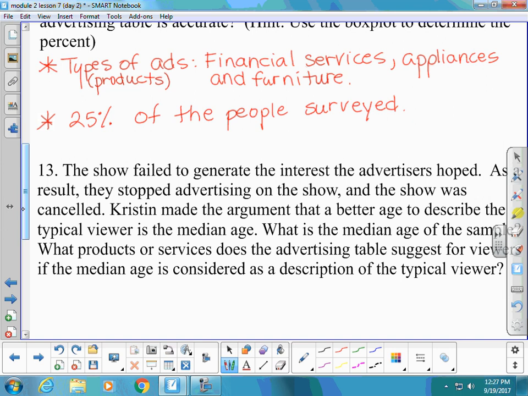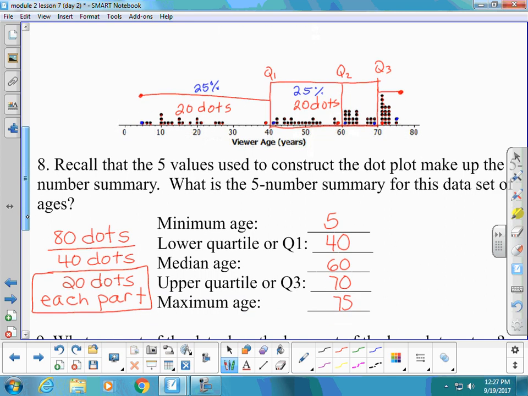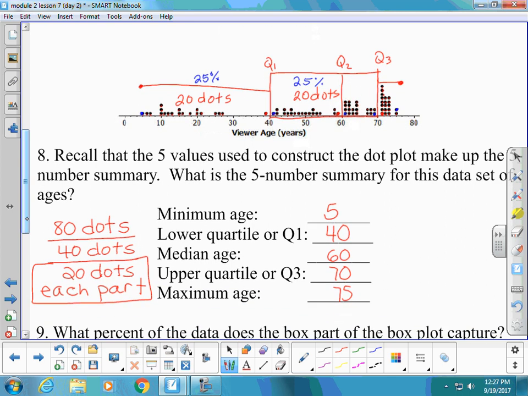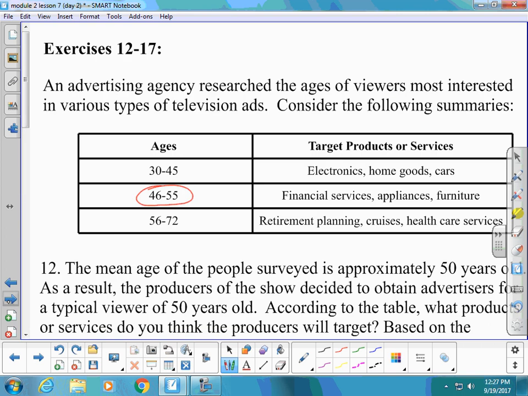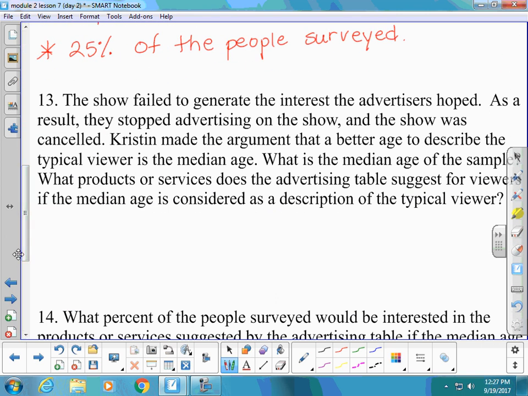Okay, so Kristen made an argument that a better age to describe the typical viewer is the median age, which you and I already know that because we've been studying this. Okay, what is the median age of the sample? We looked already at this, and we know that the median age is 60. Okay, so median age is 60. So that's the first question here.